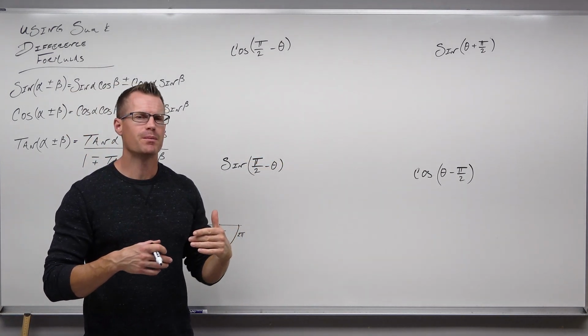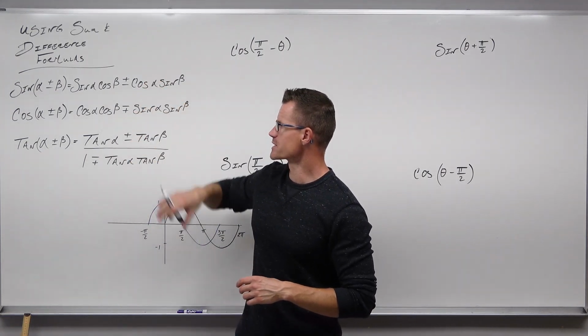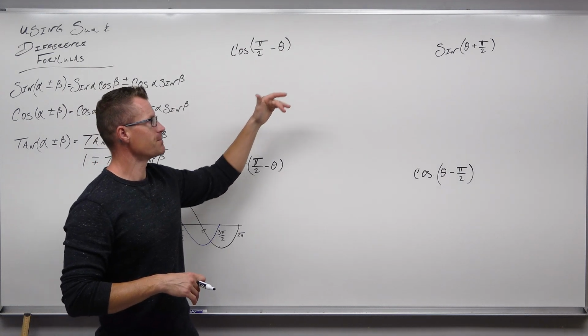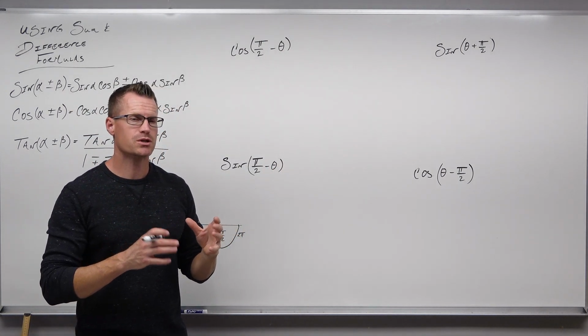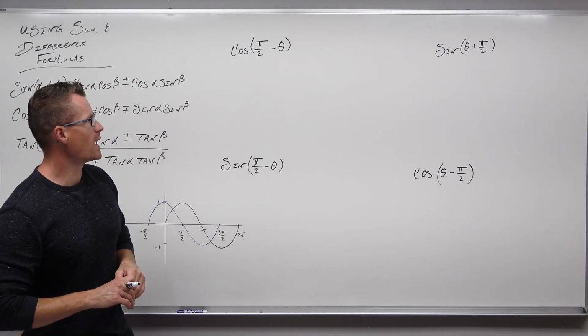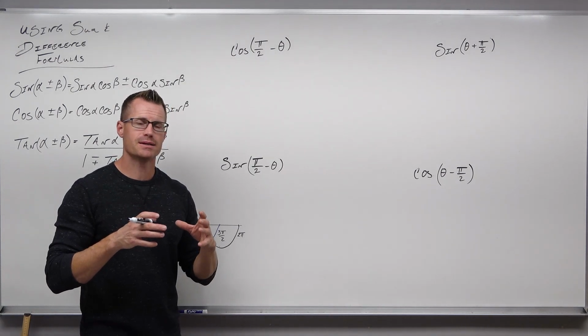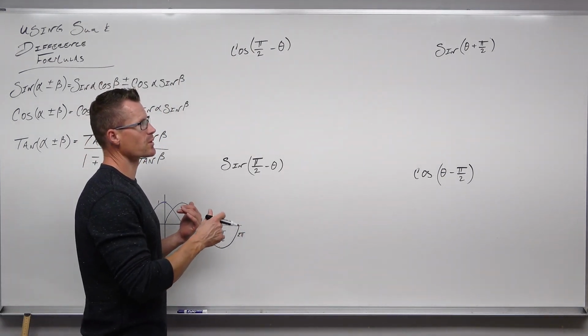So I'm going to prove them. I'm going to show exactly what this is. It's really just using our sum and difference formulas for cosine and sine, and then sine and cosine again. So let's go through, let's really see what's going on here. So if I have cosine of pi over 2 minus theta, you can really think about that as a difference of two angles inside cosine. Let's use the difference formula for cosine.